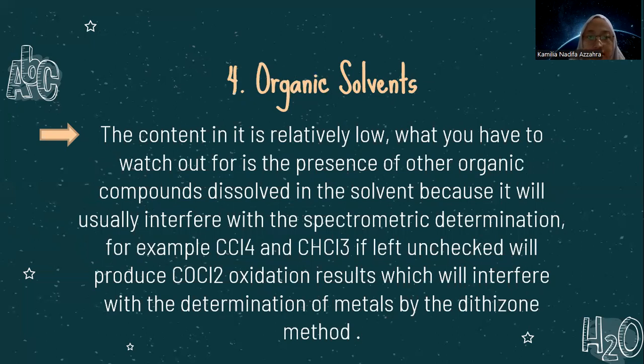Number 4, organic solvents. The metal content in them is relatively low. What you have to watch out for is the presence of other organic compounds dissolved in the solvent because they will usually interfere with the spectrometric determination. For example, CCl4 and CHCl3, if left unstabilized, will produce COCl2 through oxidation, which will interfere with the determination of metals by the dithizone method.